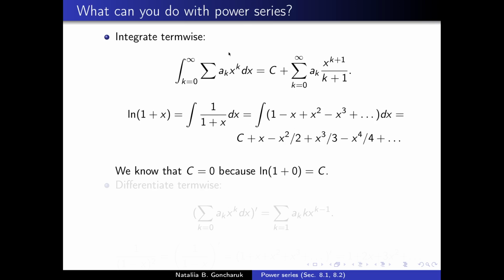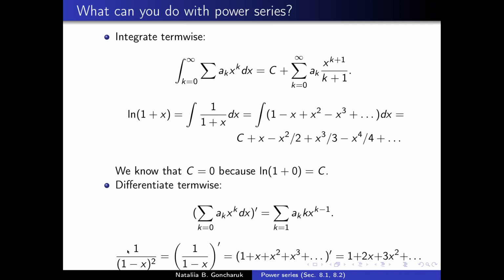You can do this whenever you are inside the radius of convergence, whenever the series converges. And you can also differentiate term-wise. You just differentiate each term. X to the power k, its derivative is k x to the power k minus 1. I started the summation from 1 here, because when k is 0, this term is 0 anyway, and also because the free term is just a0 and its derivative is 0. So I started the summation from 1.